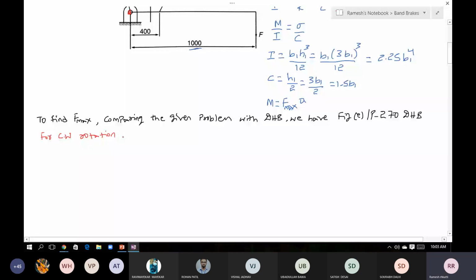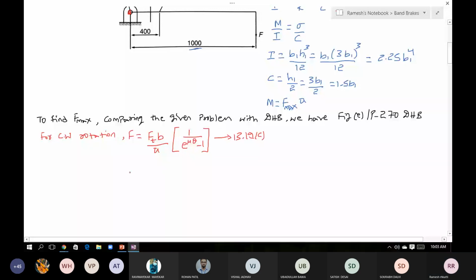tangential force into B divided by A into 1 divided by e raised to mu theta minus 1. This is in equation 13.19c. In this, first I will calculate e raised to mu theta and the tangential force. After that, B and A are given in the data. You can substitute all the values and find out the force which is acting when the drum is rotating in clockwise direction.